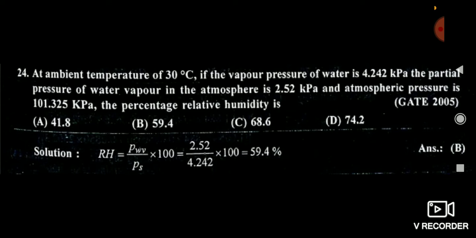And the second one given is 2.52, the actual vapor pressure, meaning partial vapor pressure. You can see in the question, the first one given is the vapor pressure of water, meaning pure water vapor pressure when there is 100% saturation, that is 4.242, and the partial vapor pressure given in the question is 2.52 kilopascal. And it is asking about the relative humidity. Friends, for relative humidity, all of you have studied that it is the ratio of partial water vapor pressure in the mixture divided by water vapor pressure at its saturation capacity.